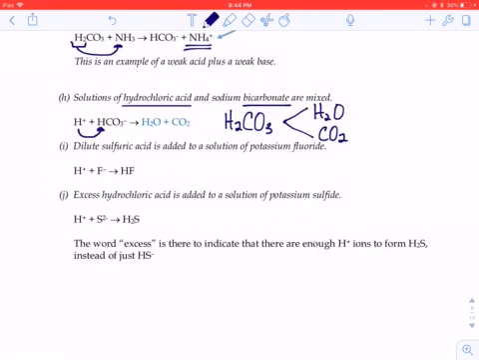So, just a few more examples of that hydrogen transfer taking place. And the other ions that you don't see listed, like this one talks about sulfuric acid. Where's the sulfate? Potassium fluoride. Where's the potassium? Those ions must be spectators.